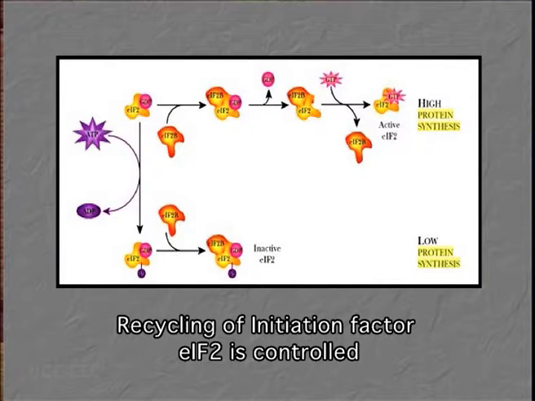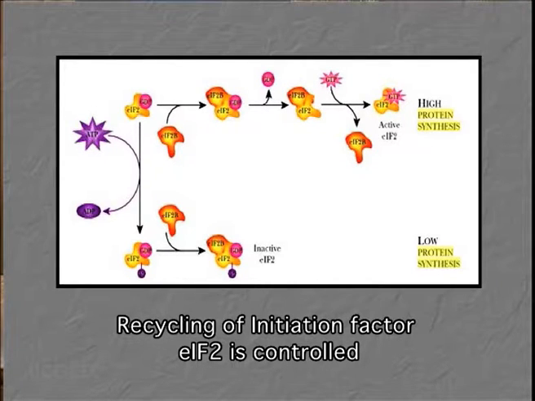After it carries out the initiation event, eukaryotic initiation factor 2, which is now bound to GDP, has to undergo exchange of this GDP with a GTP molecule. That exchange process is executed by another factor called eukaryotic initiation factor 2B, and it helps in the exchange of GDP with a GTP molecule.